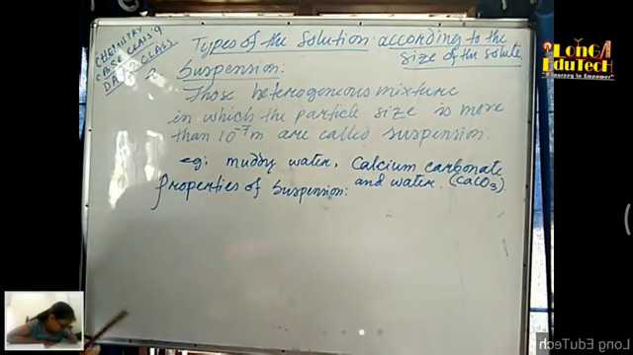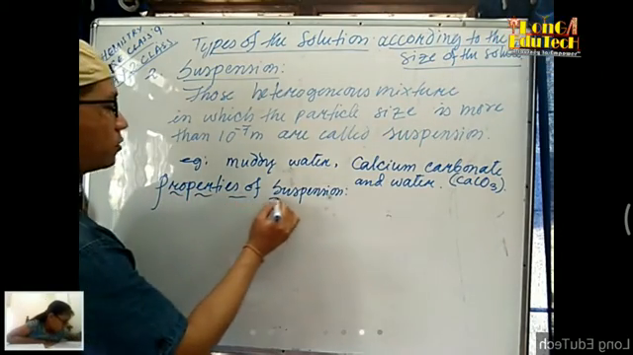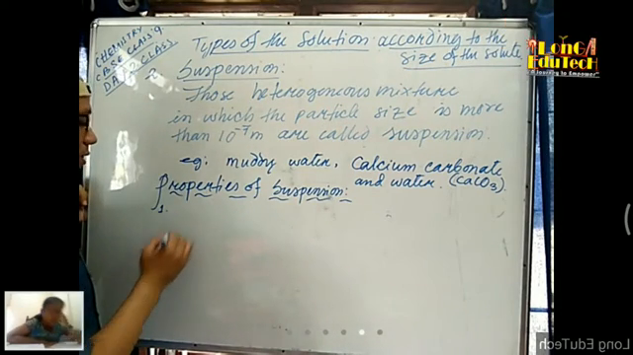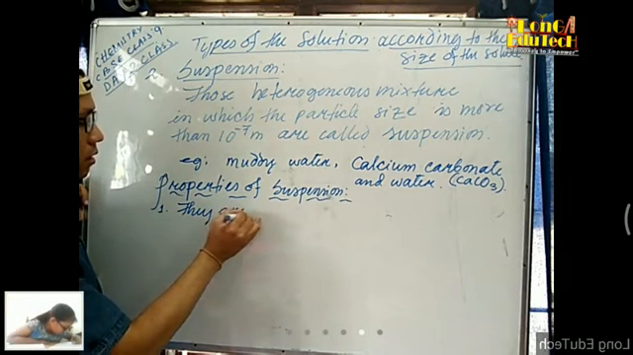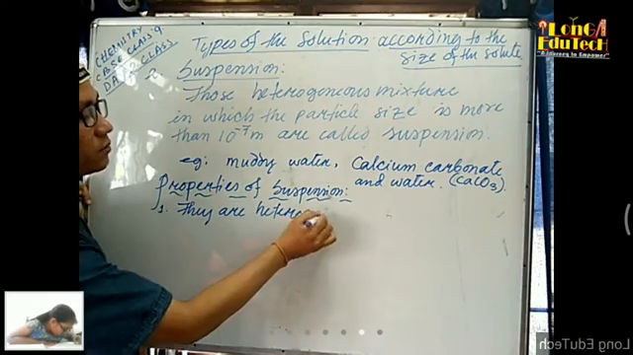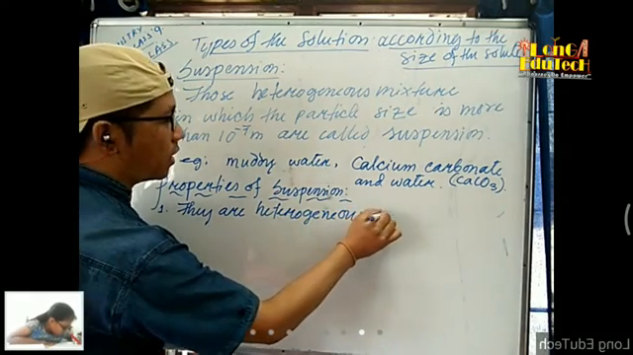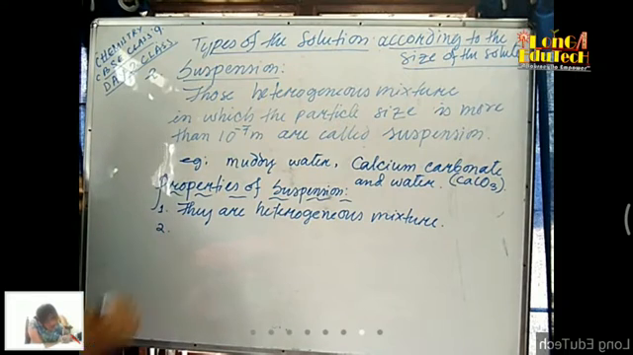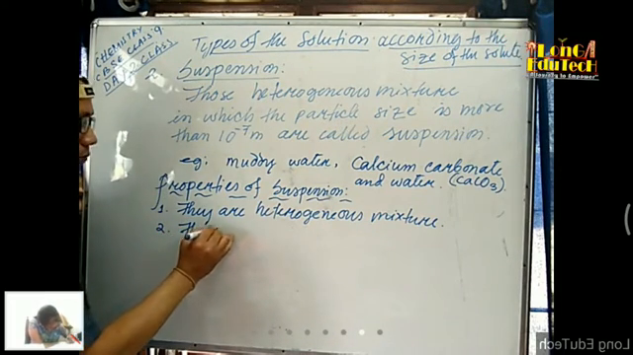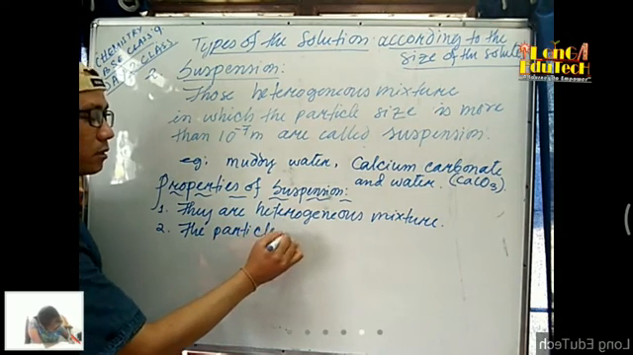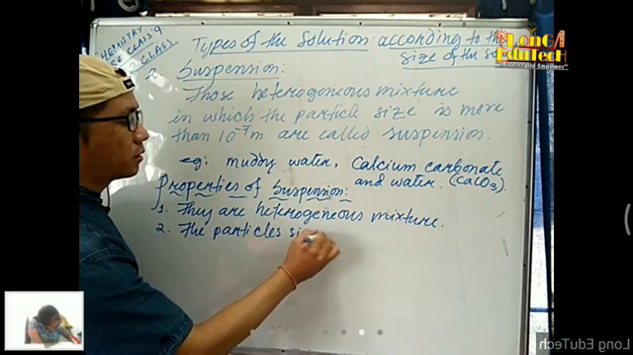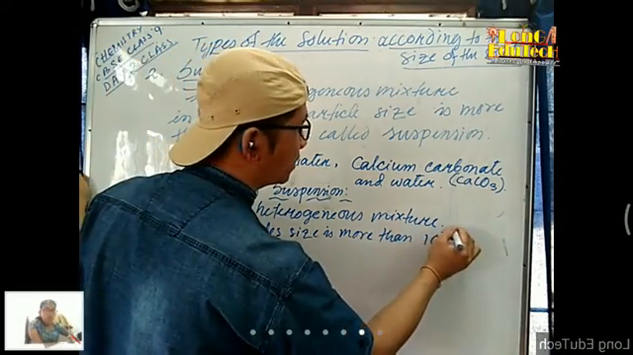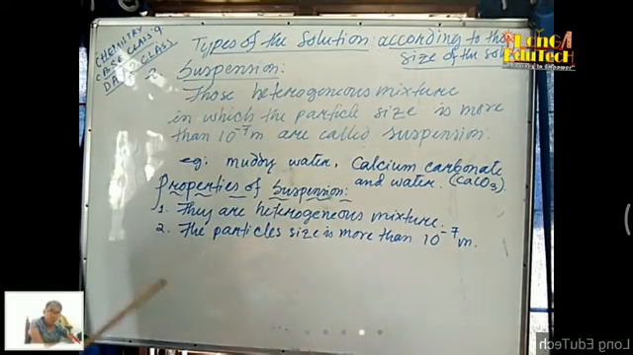Now, properties of suspension. Number one point: they are a heterogeneous mixture. Number two point: the particle size is more than 10 to the power minus 7 meter. Okay, 10 to the power minus 7 meter.